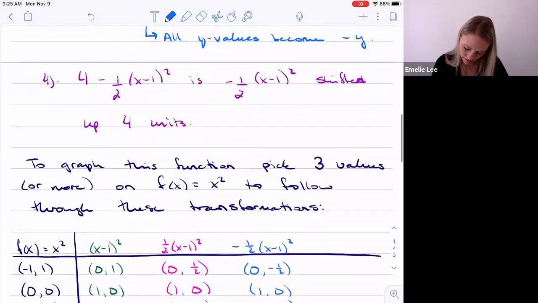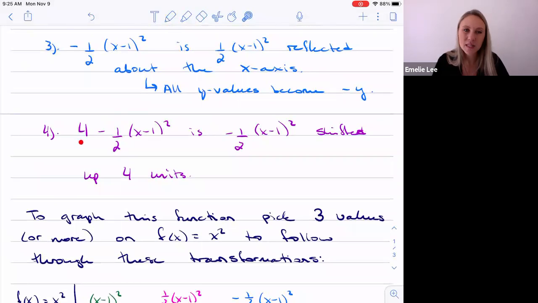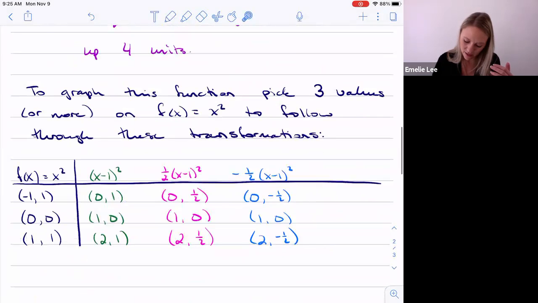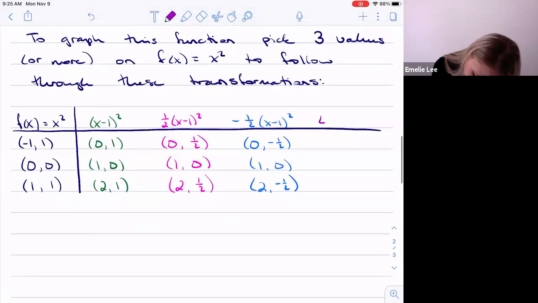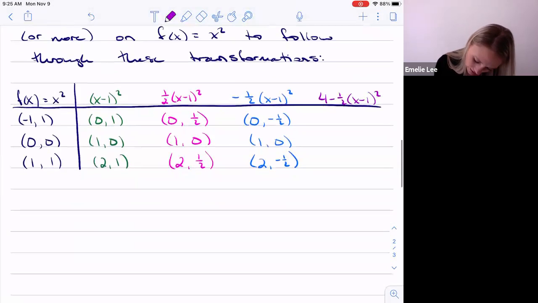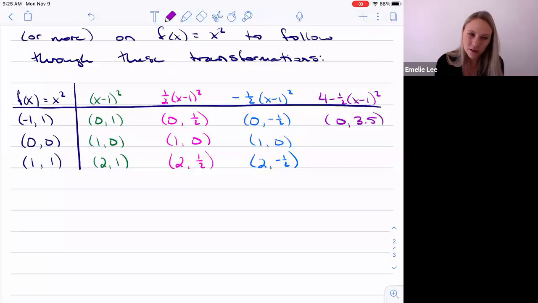And finally, we're getting there. The last thing I have to do is shift up by 4 units. So to each of these y's, I need to add 4 units. So 4 minus 1/2 times x minus 1 squared becomes, so negative 1/2 plus 4 puts me at, I'll say 3.5, just because I want to plot these points, so it's easier to have them as a decimal.